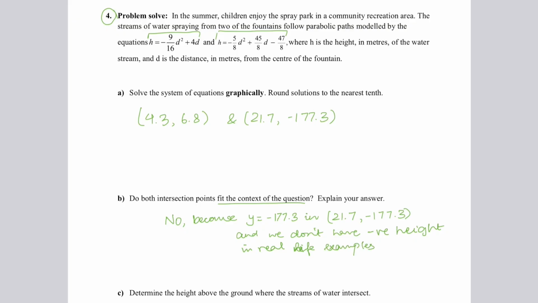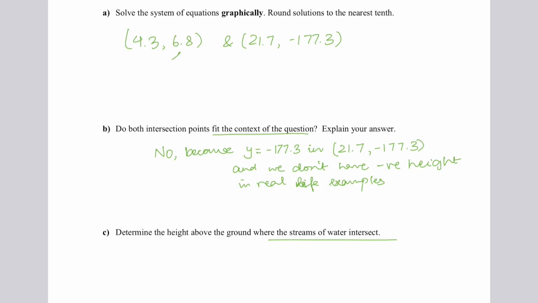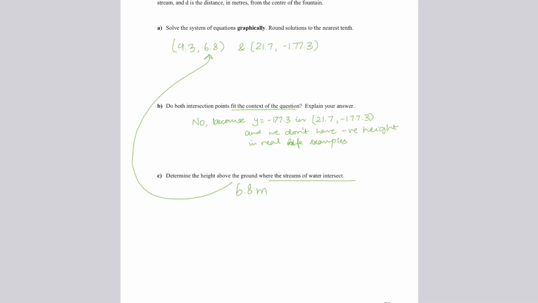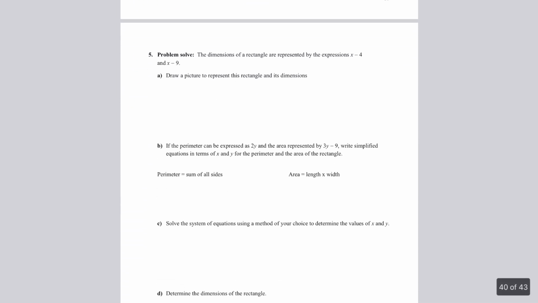Okay, determine the height above the ground where the streams of water intersect. What would that be? 6.8. 6.8, right? Because height is your y and it's intersecting at 6.8 meters. Okay, awesome. Questions? Okay, next one.